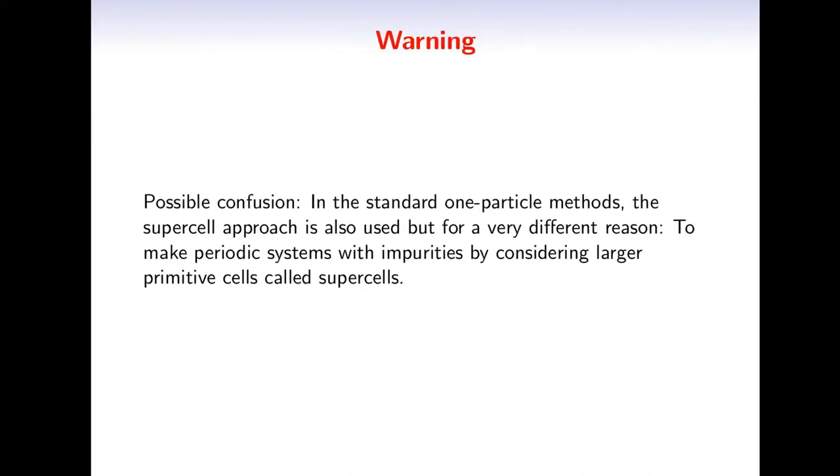Just a warning here, I brought this view graph to be sure that I don't forget. Be careful, because in standard DFT calculations and one-electron theories, we use super lattices and supercells. And usually we use them because in the presence of impurities, one impurity breaks the translational symmetry. So I take a supercell and I periodize the impurity in order to recover some translational symmetry. So this is exactly what we do here, but for a completely different purpose. We have no impurity, but we have an electron-electron interaction which requires this supercell.